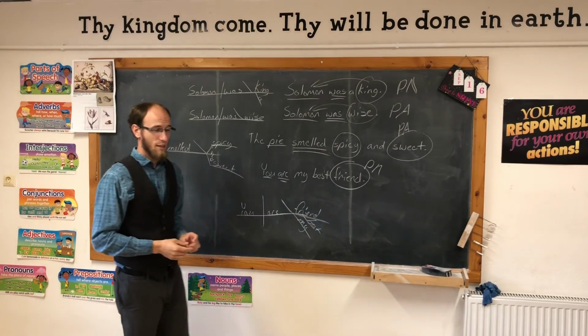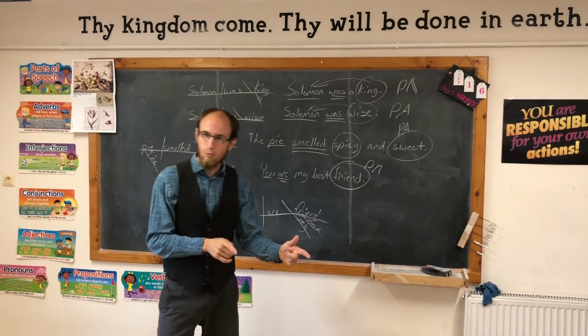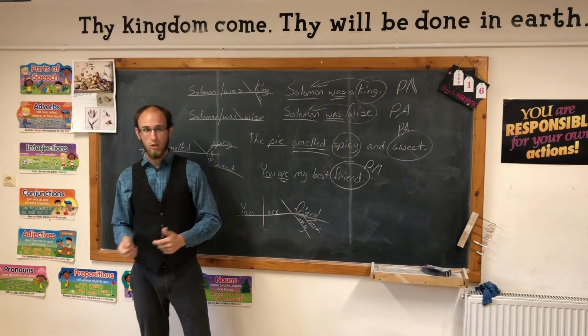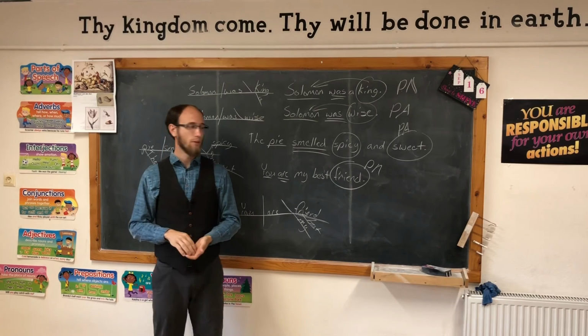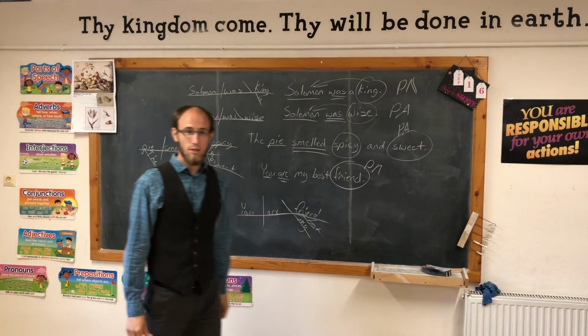Okay. There you go. Predicate nominatives, predicate adjectives. They follow linking verbs and they rename the subject or they describe the subject. One or the other. Diagram them with a slanted line coming before them. All right, carry on with your work.